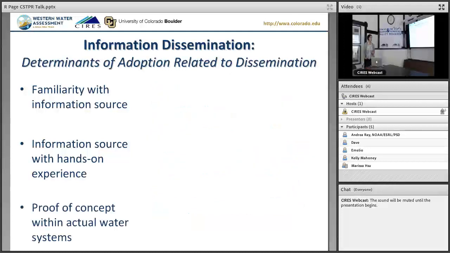And then another example that we heard, another thing that came up, was the idea of wanting to see a product having been proven successful in another water system. They wanted to see someone else implement and demonstrate that that product can be predicted for a water system, or help improve that decision making before they're willing to consider using that information product themselves.